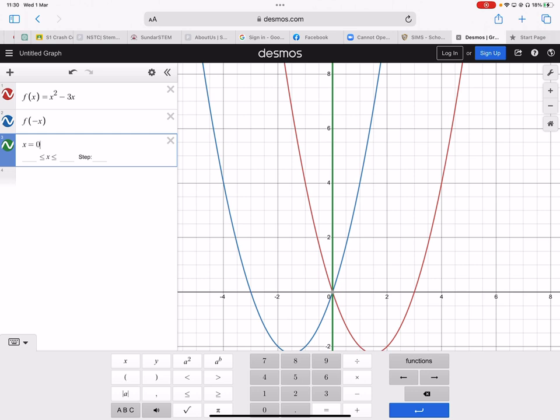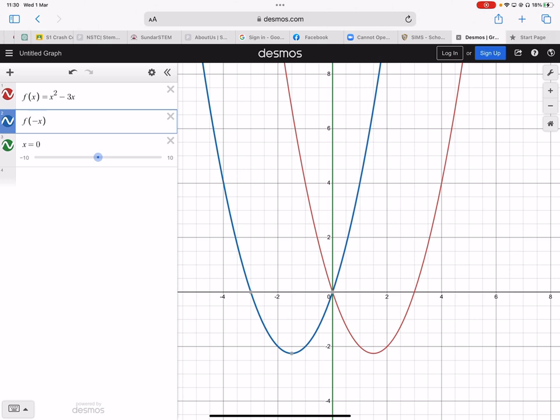Is that okay? Red graph is the original graph. Blue is its reflection in the y-axis. Any problems? No?